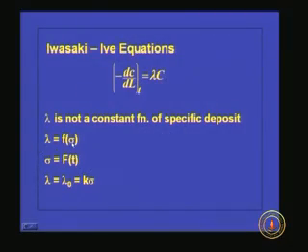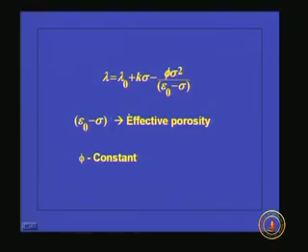Lambda is a function of sigma, where sigma is the specific deposit. That means the amount of turbid particles deposited per unit mass or unit volume of the filter media, and that is also a function of time. So, we can write lambda is equal to lambda naught, which is a constant, into the specific deposit at that time. But again, we have seen that lambda is increasing with respect to time to a certain extent, and after that it will decrease.